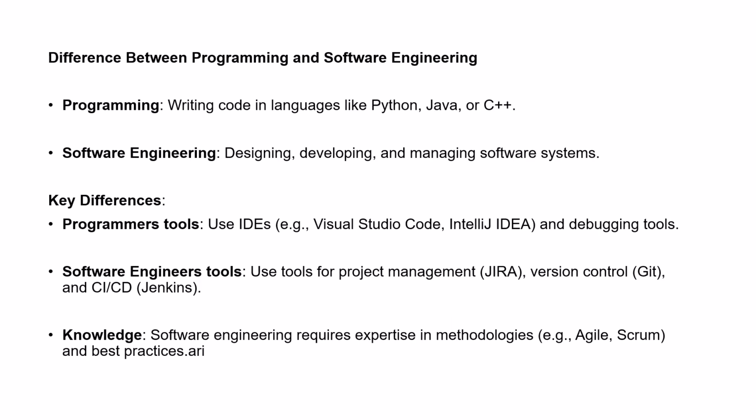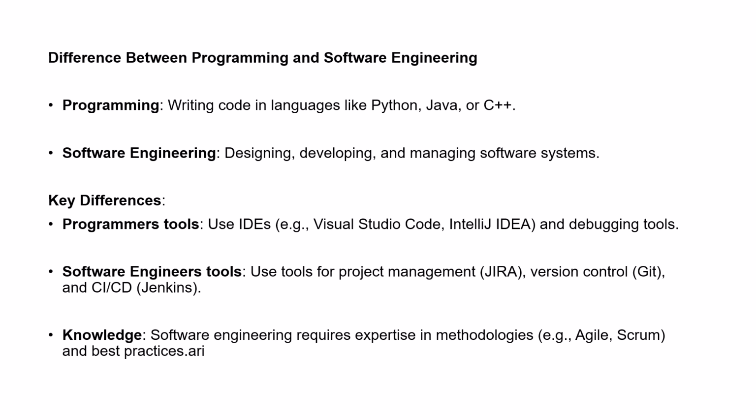Right. Moving on. What's the difference between programming and software engineering? There is a difference. In programming, you mainly write the code, and you may use a programming language like Java, Python, etc. Software engineering is different. It's applying principles to design and develop the software, and maintain it and deploy it, etc. Key differences: there are some programming tools and there are also some software engineering tools.